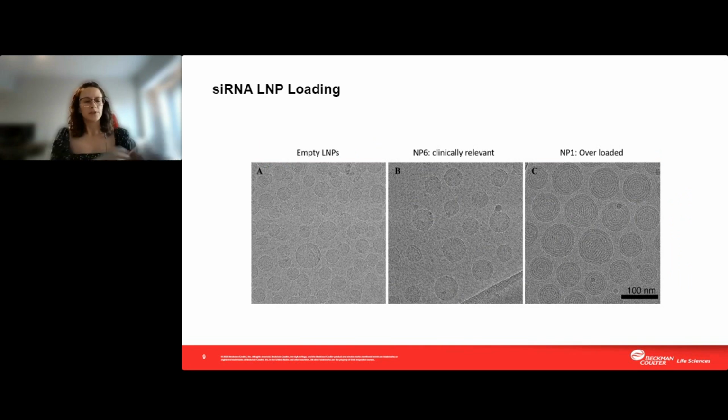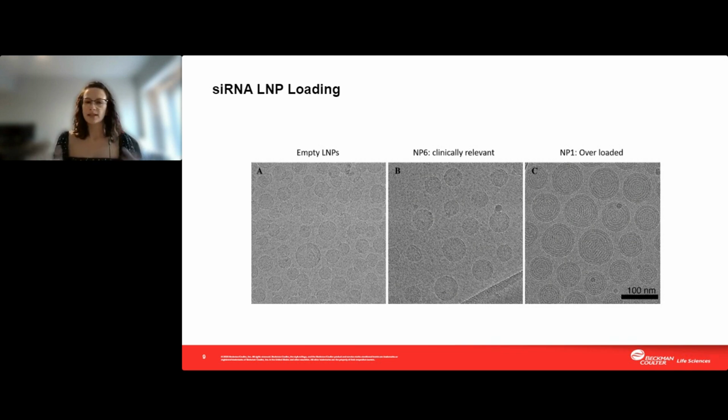The LNP samples that we looked at were loaded with siRNA, which I believe was 21 nucleotides in length. We were given 3 different LNP samples. The first were the empty lipid nanoparticles, seen on the left-hand side of the screen. These didn't contain any RNA introduced into them. They were just made up of the lipid nanoparticle components. The next sample is the NP6 sample, which has some siRNA loaded into it. And then the third sample is the NP1. These samples were overloaded with the RNA and were not clinically relevant samples.